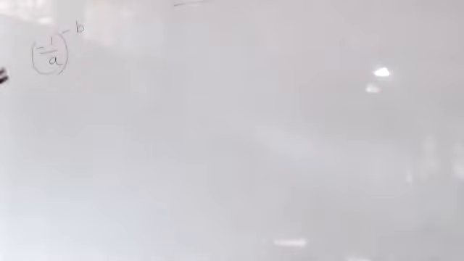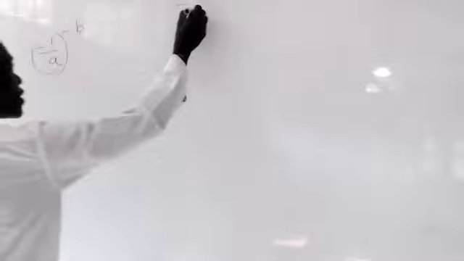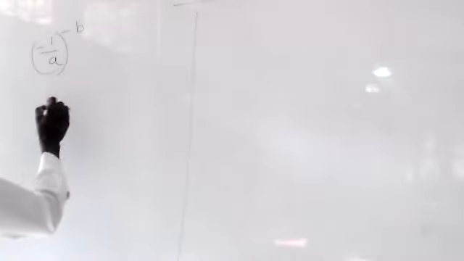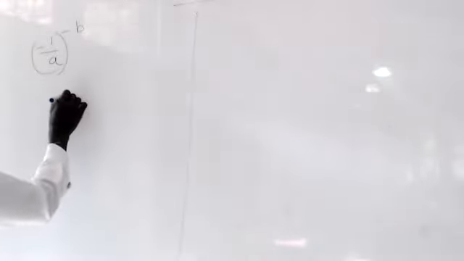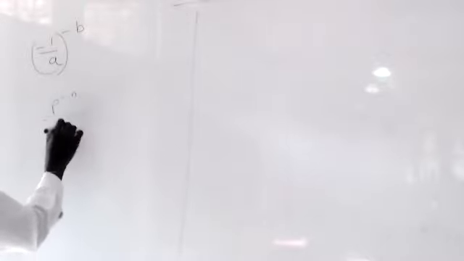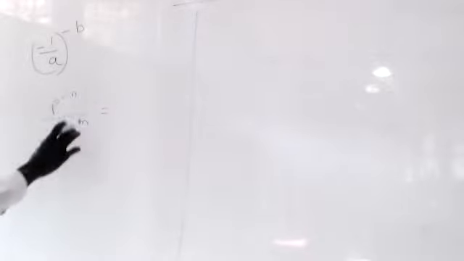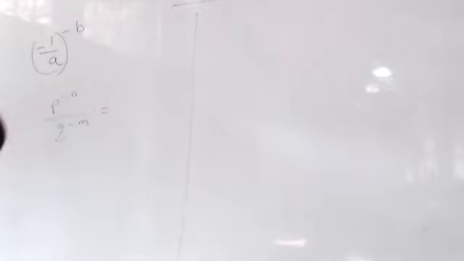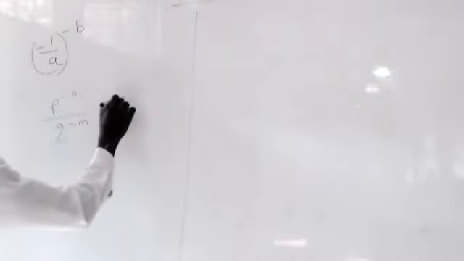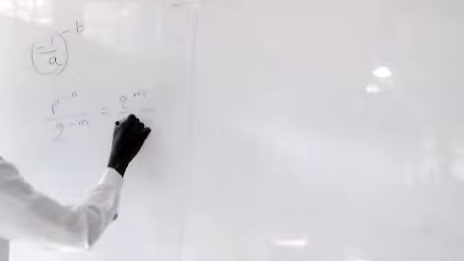So this is (-1/a)^-b, and we want to evaluate this. There are so many rules you could use here. There is this rule we gave that if you have a number p raised to -n divided by q raised to -m, then you could just flip these fractions, but change the sign of the exponents. You don't change the sign of the base. So you should get q to the m divided by p to the n.